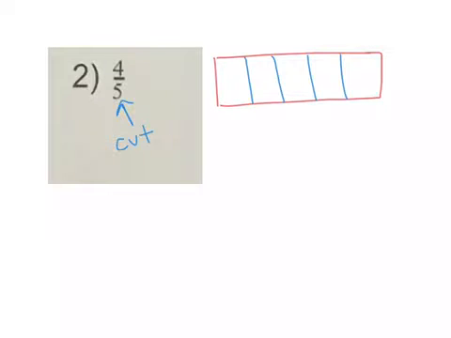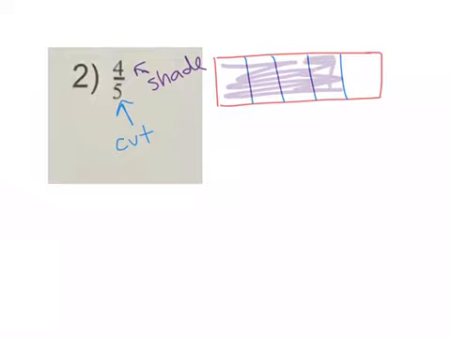And then the top tells me what to shade, how many pieces to shade in. So it says that I have 4 pieces, so I'm going to shade in 4 of these pieces. So that now I have modeled 4 out of those 5 pieces, which is 4/5. So remember, anytime you have the fraction, you're going to cut it into the denominator and shade in the numerator.